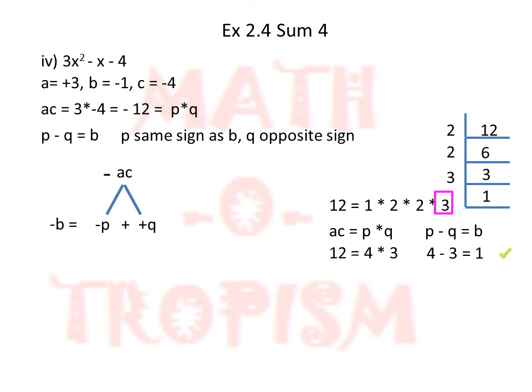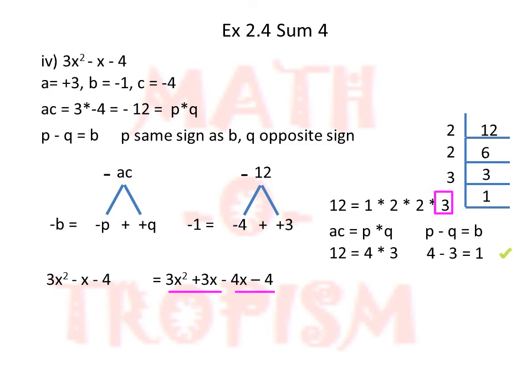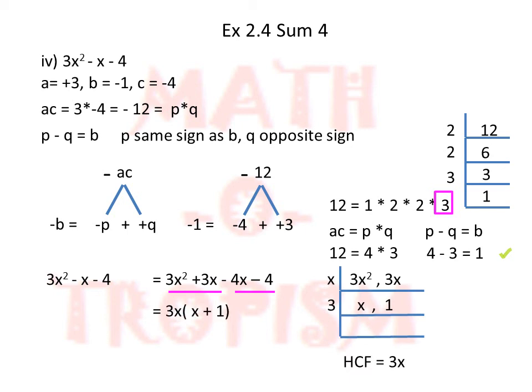So now minus 12 has been split into minus 4, because P should have minus sign as B, and Q will be plus 3. So 3x square minus x minus 4, when I am writing, what happens? I am going to take the similar terms together. So 3x square plus 3x minus 4x minus 4. Just I am interchanging the P and Q. So in the first two terms, 3x is common. So the balance remaining is x plus 1.